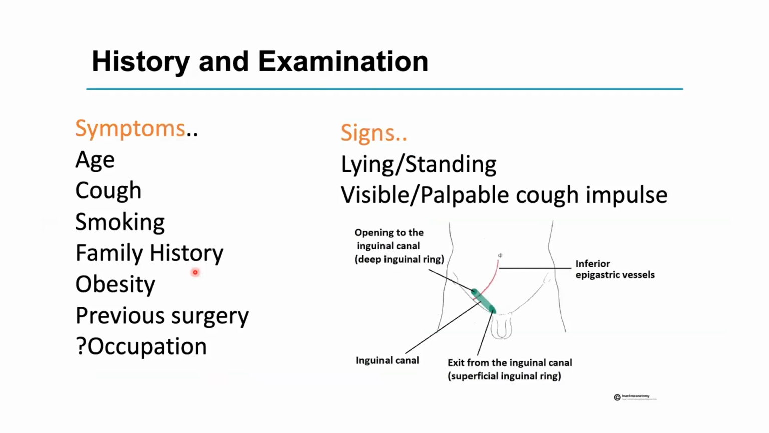Symptoms and signs, again, as we mentioned in the principles at the start of the talk: age, cough, ask about smoking history, family history, obesity, and indeed previous surgery would be important. Again, the emphasis on lying and standing examination, and whether there's both a visible and a palpable cough impulse. Get the patient to cough, have a look, can you see it? Then put your hand to the area, and can you feel that cough impulse?